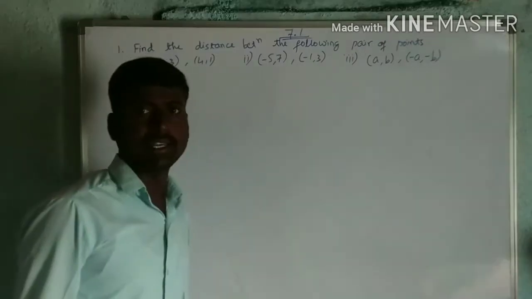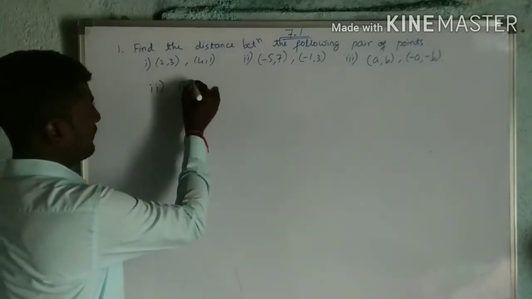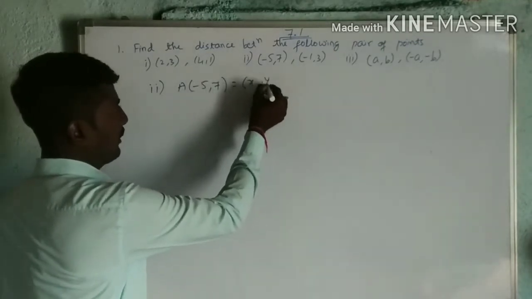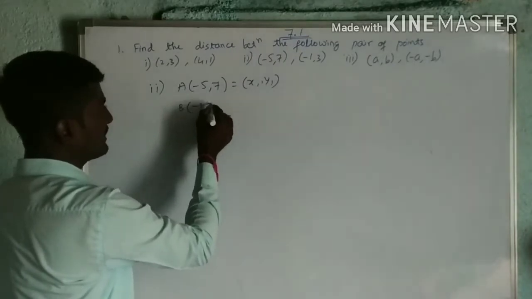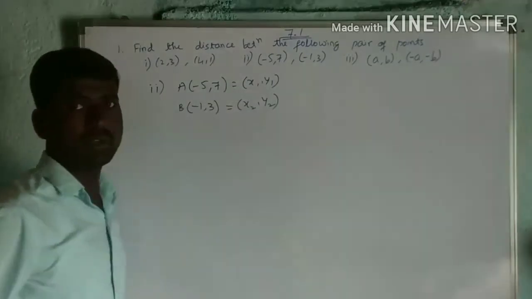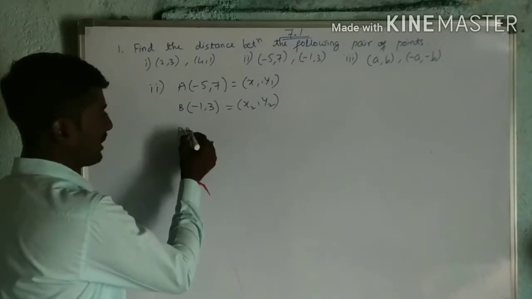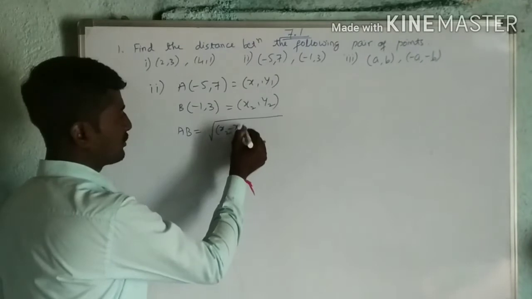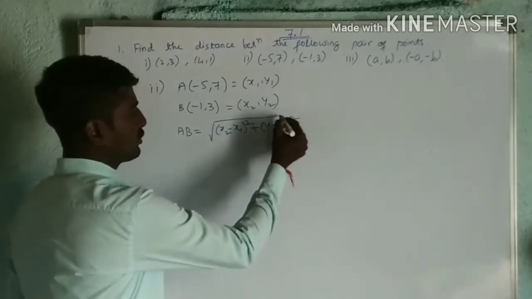PQ. Second question. I will take the first point as A minus 5 comma 7, x1 comma y1. Second point as B minus 1 comma 3. I will take that as x2 comma y2. We have to find the distance between 2 points A and B. First you write the formula. AB is equal to under root of x2 minus x1 whole square plus y2 minus y1 whole square.